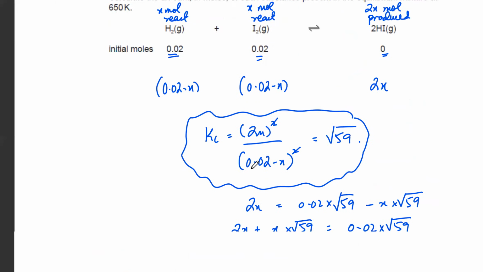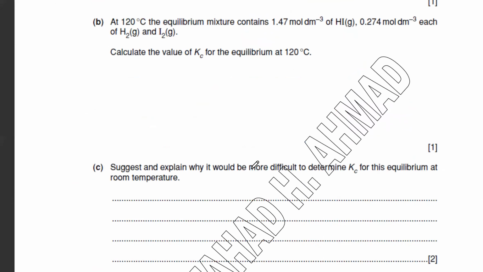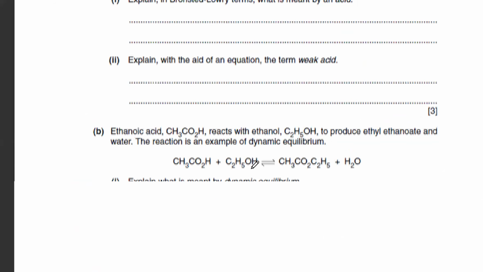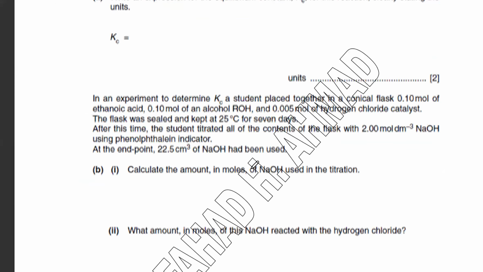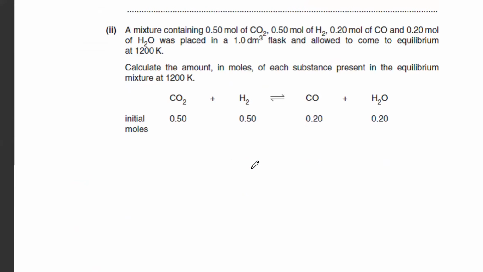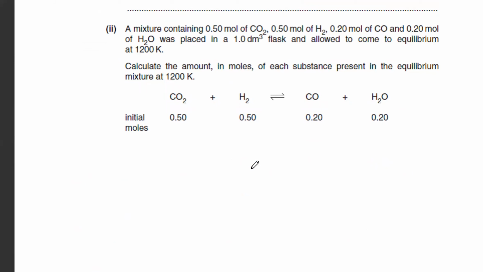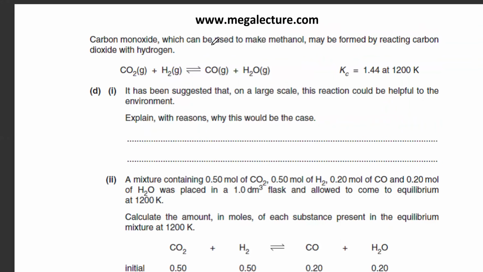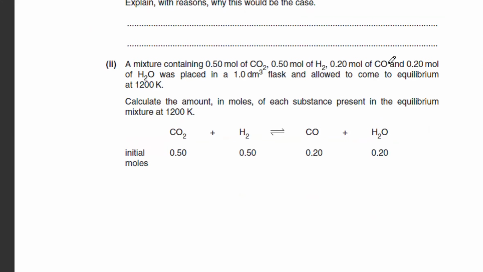Okay. So this was exactly the same. This question we did earlier. So this one, exactly the same. It's at 1200 kelvins, and the Kc is given, it's 1.44. So the value of Kc is given, it's 1.44.